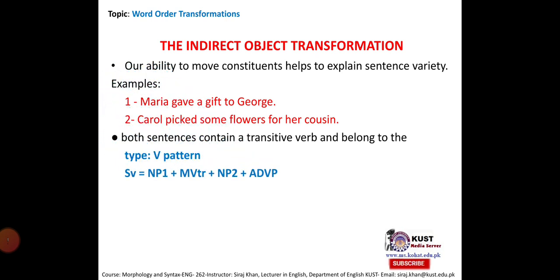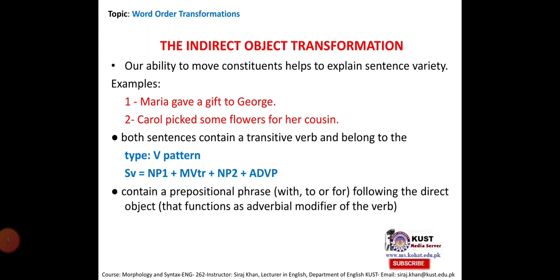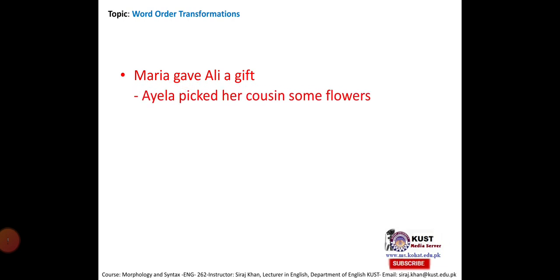Here we can have that formula: the pattern is equal to noun phrase 1 plus main verb transitive plus noun phrase 2 plus adverbial modifier prepositions. They contain a prepositional phrase with to or for following the direct object that functions as an adverbial modifier of the verb. Like Maria gave Ali a gift. Ayla picked her cousin some flowers. So they have the same meaning but different patterns.